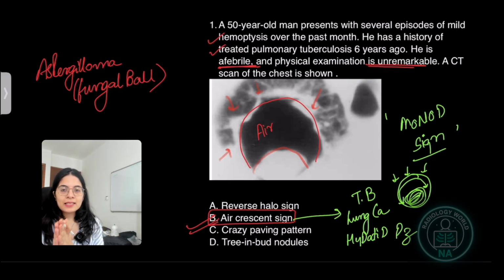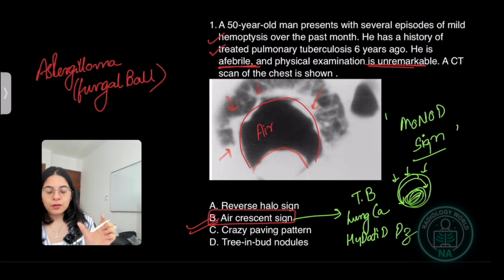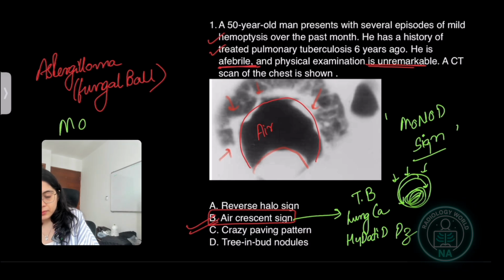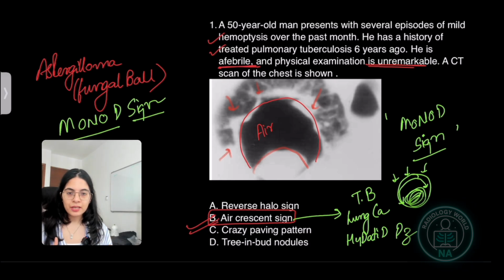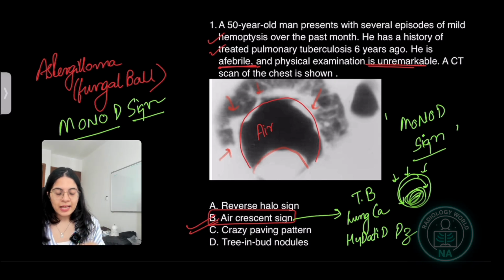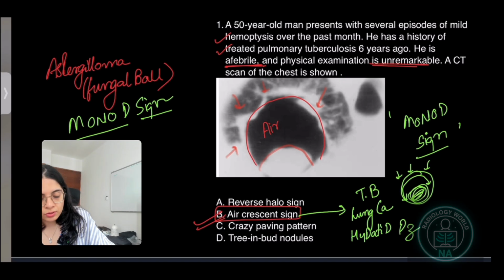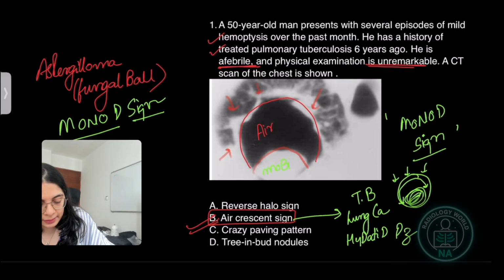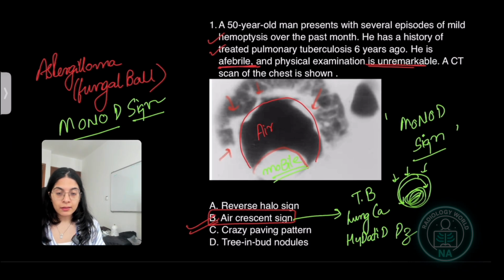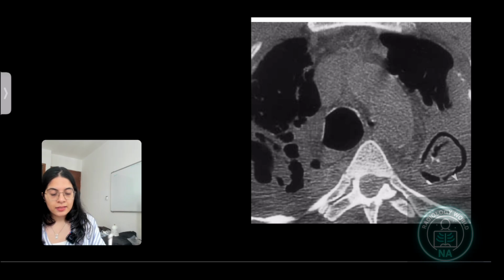But the air-crescent sign is not just limited to aspergilloma. When I am talking about aspergilloma, the fungal ball, the classically specific term which we use is the Monod sign. They can test you on which conditions the Monod sign is seen in. It is classically seen with this aspergilloma. Another thing is that this aspergilloma, this fungal ball, is mobile. Why am I telling you about this? This is mobile.